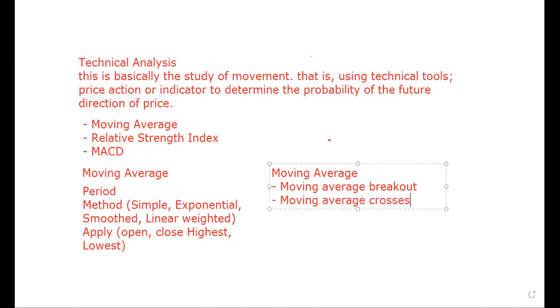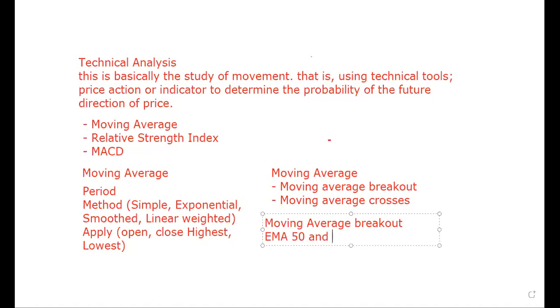So these are the two different ways you can build a trading strategy using the moving average. You can decide to use a moving average breakout or a moving average cross. Now let's start with a moving average breakout. For a moving average breakout, we'll be using two different periods under the moving average, and that is the exponential moving average: the EMA 50 and the EMA 200.